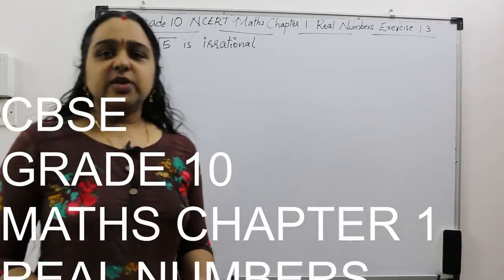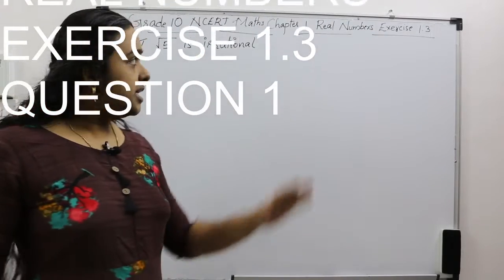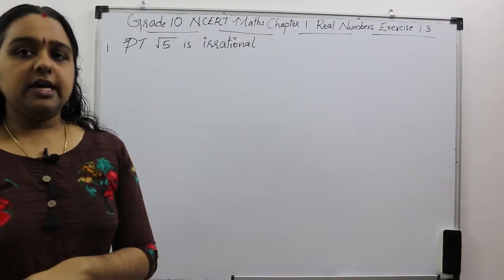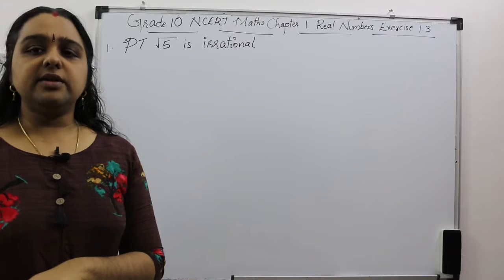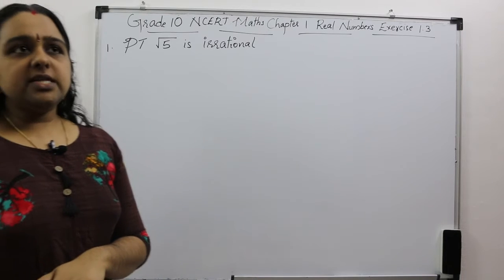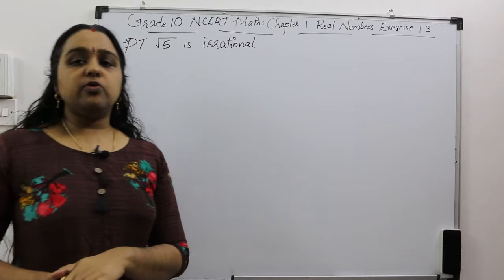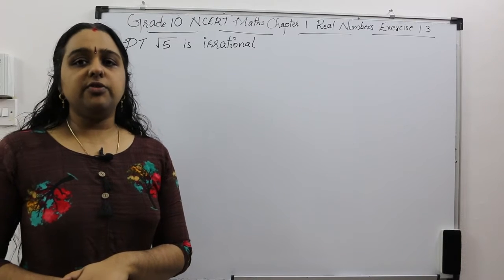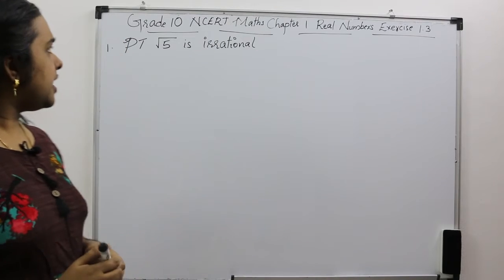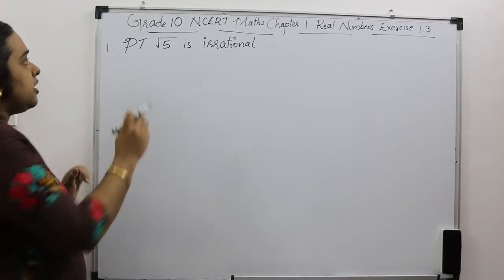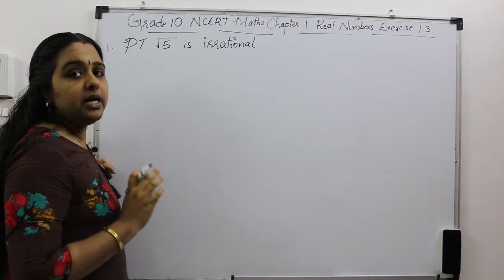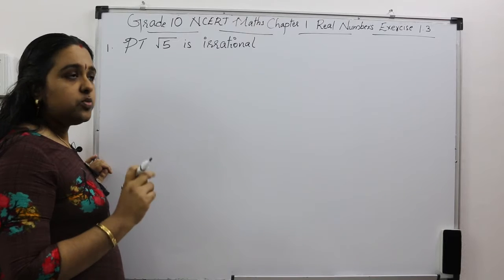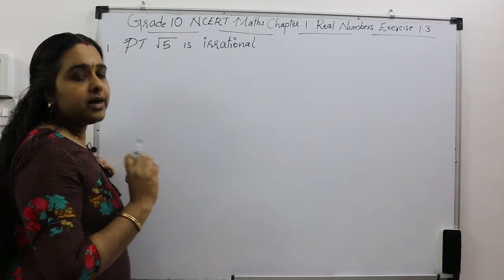Welcome back. Today we are discussing exercise 1.3. Question number 1. Prove that root 5 is irrational. We have seen in our last video how we can prove the irrationality of a number. We are using the method of contradiction, so I am directly moving on to the steps. Our question is to prove root 5 is irrational. So we'll use the contradiction method and we'll assume that root 5 is rational.